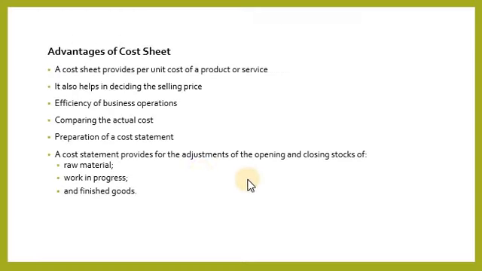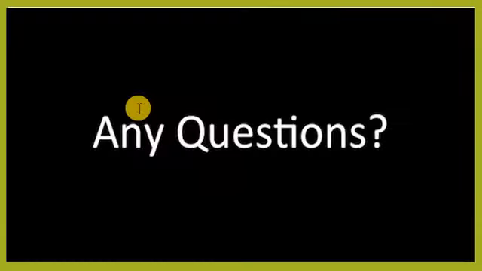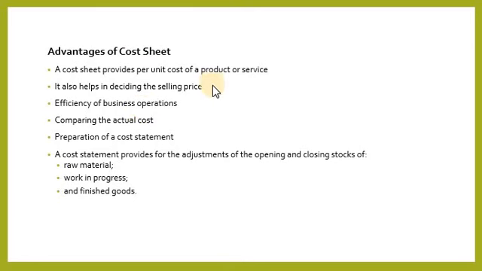Let's go next. What are the advantages of cost sheet? Cost sheet is an essential statement for organizations engaged in the production of goods and services. These are the main advantages we are getting from this. The first advantage is that a cost sheet provides per unit cost of product or service which the organization incurs at every stage of business operations, which helps the management to analyze and control such overheads. That is the first advantage of cost.